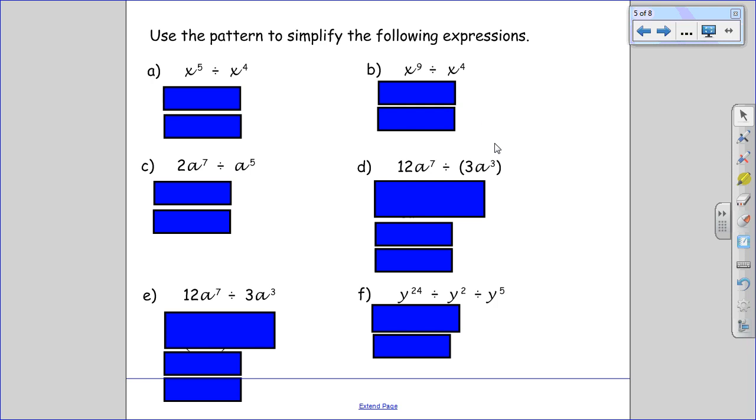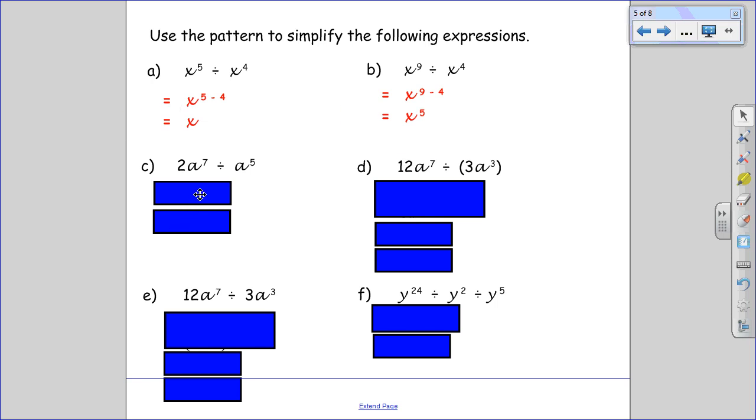Again, pause the video, try and do these examples on your own. X to the 5 divided by x to the 4, we subtract the exponents, we're left with x. We don't need to write the exponent of 1, it's understood to be there. X to the 9 divided by x to the 4 will be x to the 9 minus 4, which is x to the 5. 2a to the 7 divided by a to the 5. Again, the 2 is the coefficient. 7 take away 5 on the exponents, you get 2a to the 2.